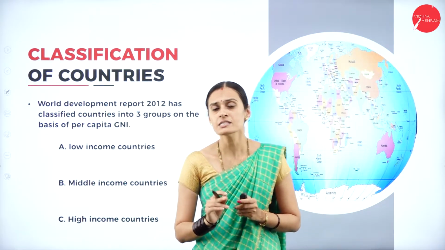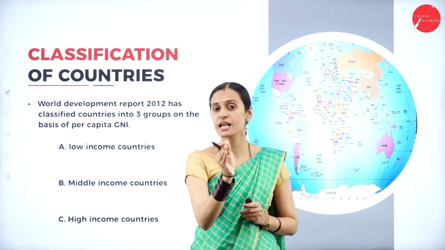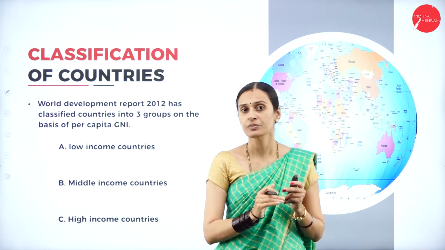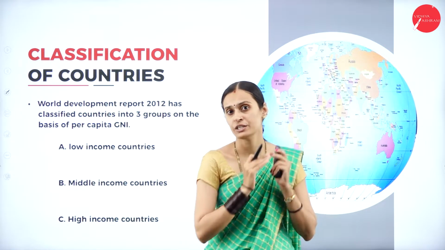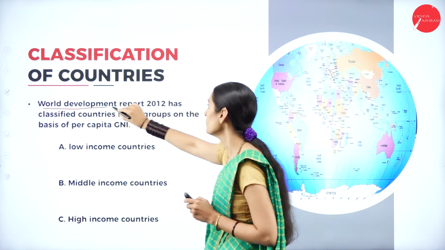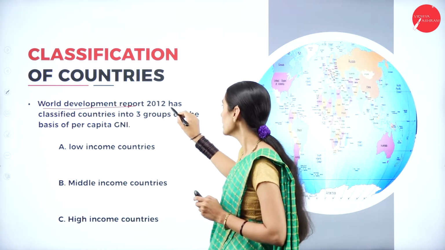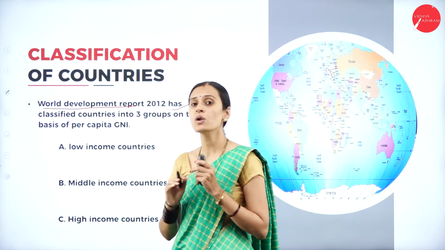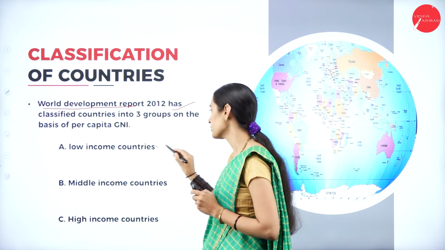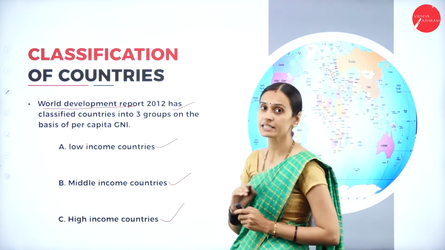According to the UNO, countries are classified as underdeveloped, developing and developed. But we are not going to use those terms. Instead, according to the World Development Report WDR 2012, all countries are classified into three groups: low income countries, middle income countries and high income countries.